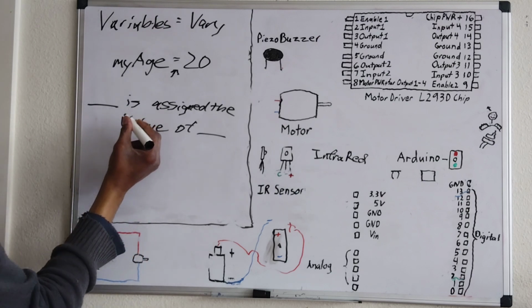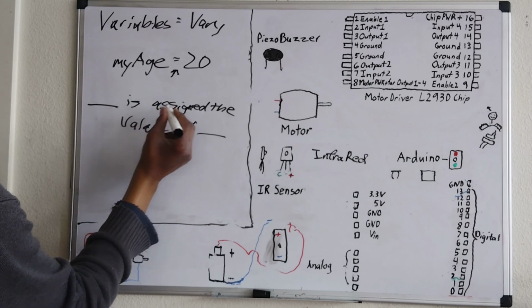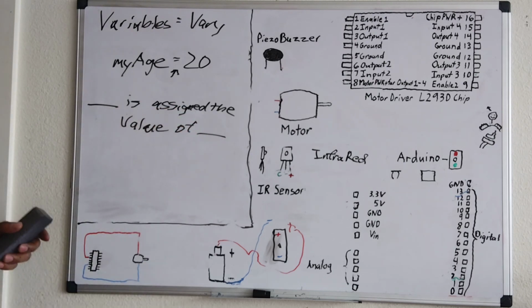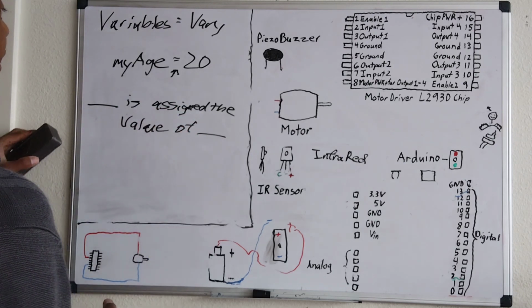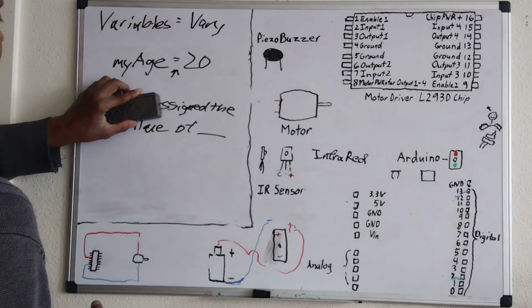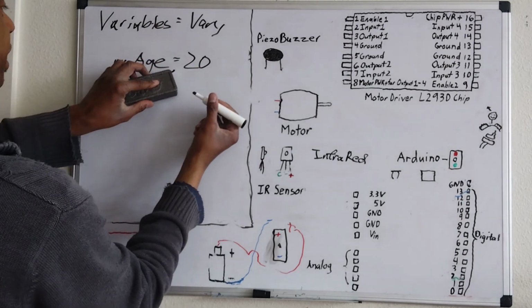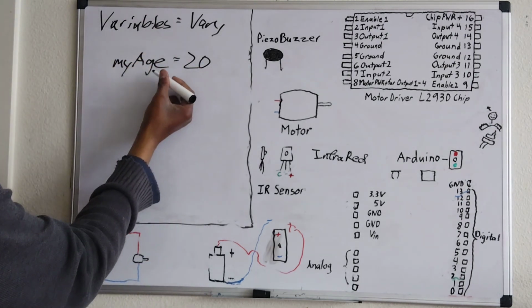You should practice this. Say this at least 10 times straight. Repeat it: is assigned the value of. It's important to say that, and you'll see it everywhere. Practice it till it's automatic. So, my age is assigned the value of 20. My age is a variable.